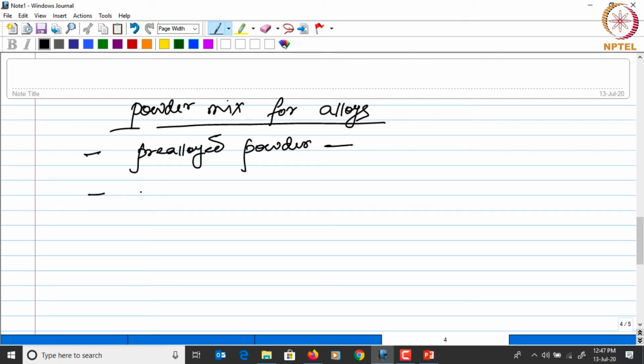These are as follows. It will provide flexibility in controlling or altering the composition. The chemistry of the alloy which is to be made finally can be easily altered by simply altering the proportion of the powders.